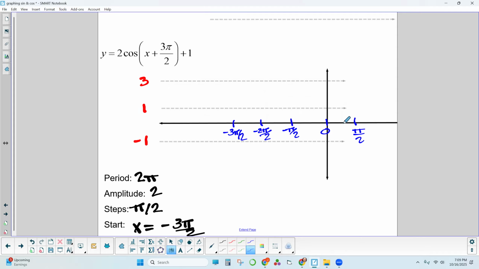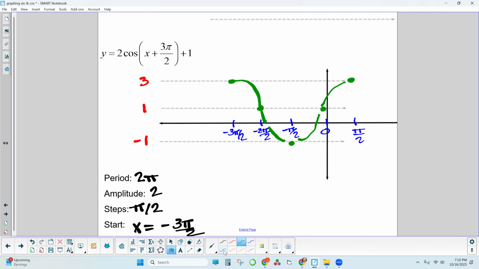So on this example, we're going to graph one period of cosine. We start at negative 3 pi over 2. Now cosine, as you remember in the parent function, starts up high. So we're going to start up high, move to the midline, low, mid, and back to where we started. You'll always end up back where you started if you are graphing a full period. Then we'll connect the dots, and we've got our cosine graph.